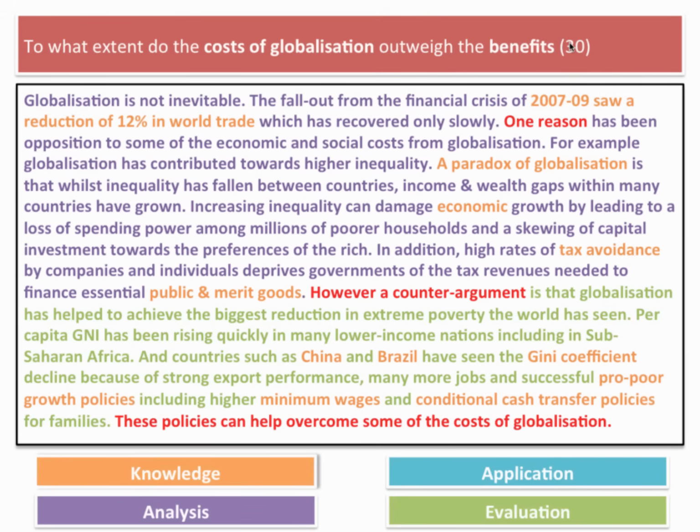Here's my first point. Globalization is not inevitable. The financial crisis of 2007 to 2009 made that clear. And I talk about a cost of globalization being the so-called income inequality paradox. That whilst inequality has gone down between countries, the gap between rich and poor within many countries has actually got bigger.